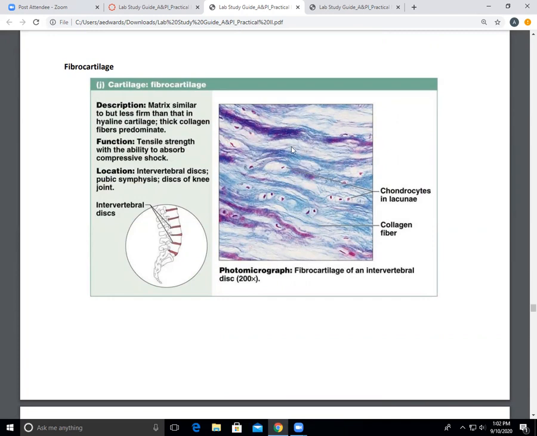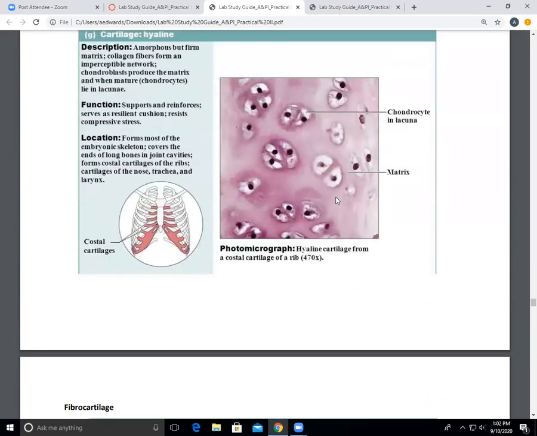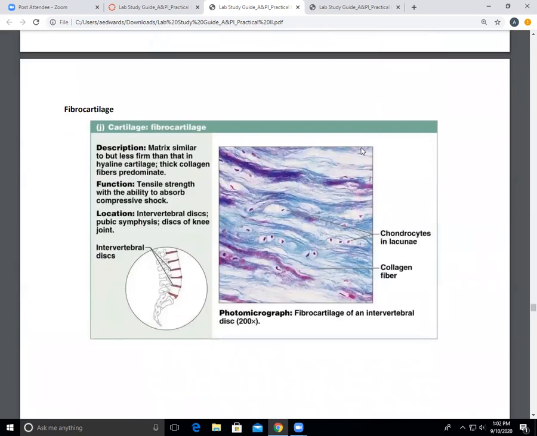But again, you see all these collagen fibers, okay? This one is different from hyaline cartilage because in hyaline cartilage you don't see any fibers. You just see matrix. Everybody look at the screens. In hyaline cartilage, you basically see chondrocytes and matrix, right? Now, if you introduce fibers, it's a different kind of cartilage. In this case, it's fibrocartilage because of the many collagen fibers. It's found in the intervertebral discs, the pubic symphysis, where you connect the pubic bones together, and the discs of your knee joint.